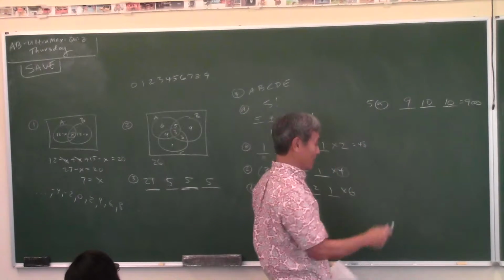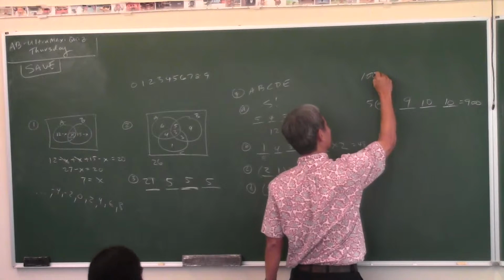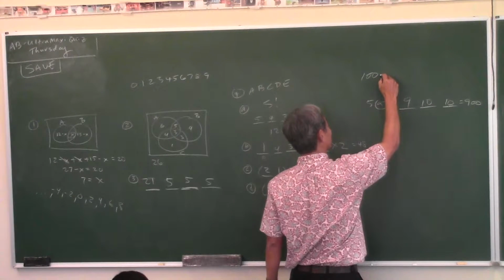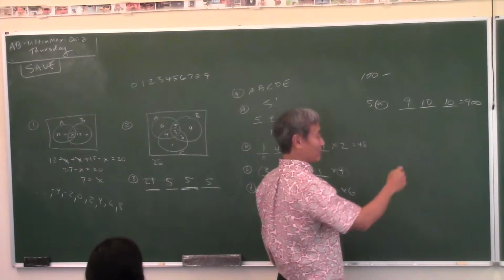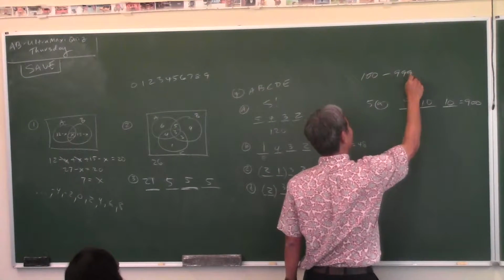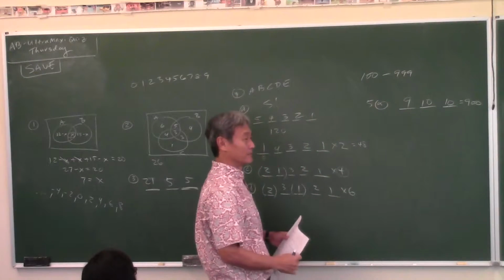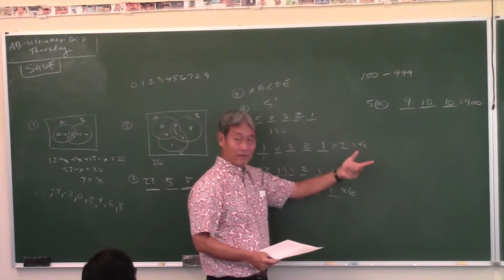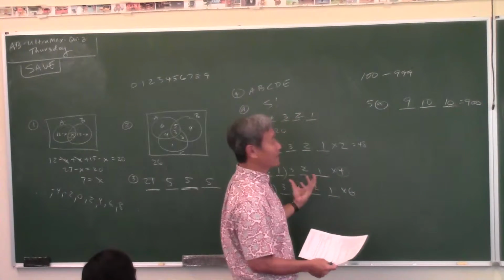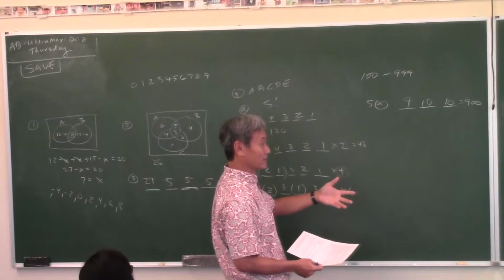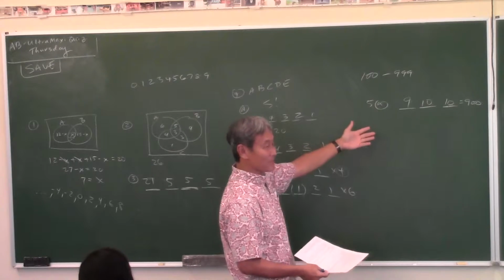I showed you this before. What's the smallest 3-digit number there is? What's the biggest 3-digit number? 999. How many numbers are there from 100 to 999? You subtract and then add 1, right? Remember that? So if you subtract that minus that, you get 899 plus 1. 900, see, either way. 900. It's easier to do the multiplication principle.